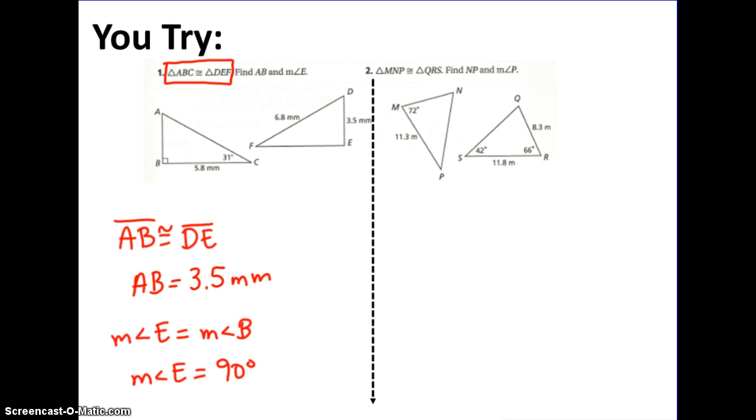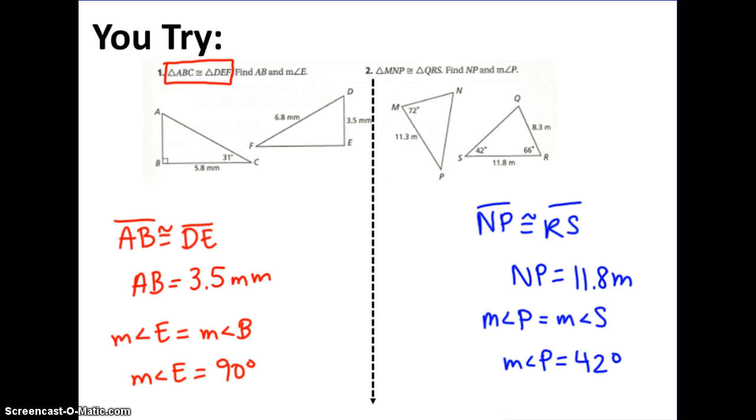Alright, so taking a look here, line AB is congruent to DE. Therefore, since DE is 3.5 millimeters, so must AB. The measure of angle E is congruent to the measure of angle B. Since B is a right angle, then the measure of angle E is 90 degrees. Alright, since line NP corresponds to line RS, they're congruent. So NP has to be the same length as RS, which is 11.8 meters. The measure of angle P is congruent to the measure of angle S. Since S is 42 degrees, angle P is 42 degrees.